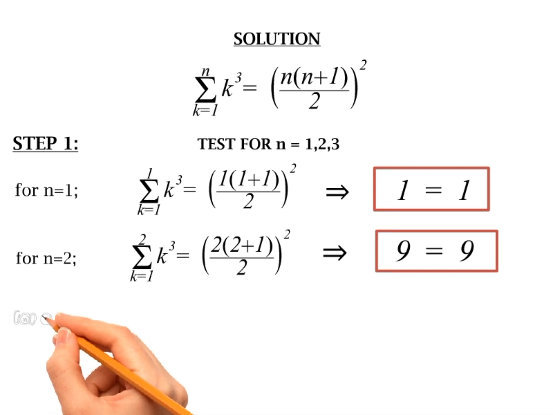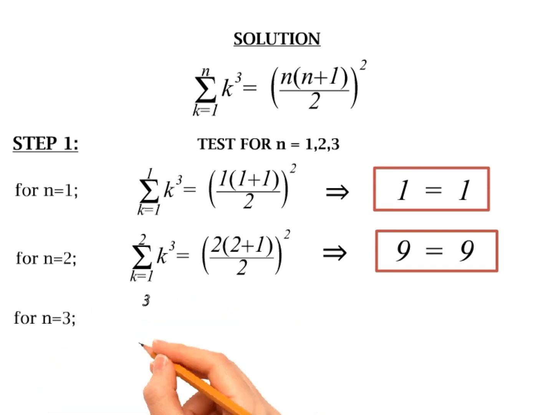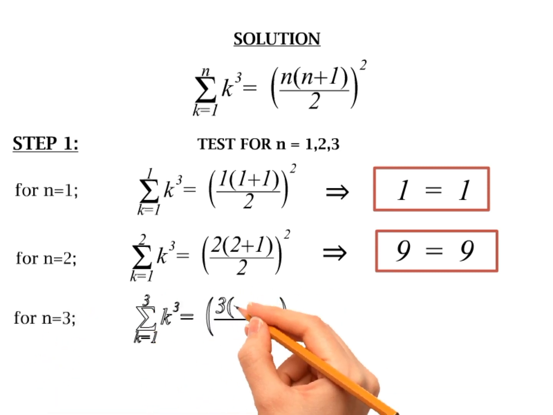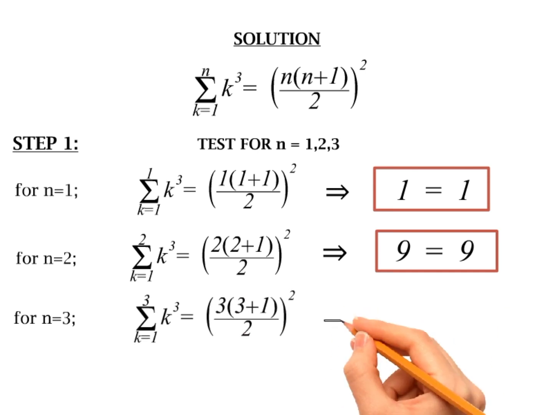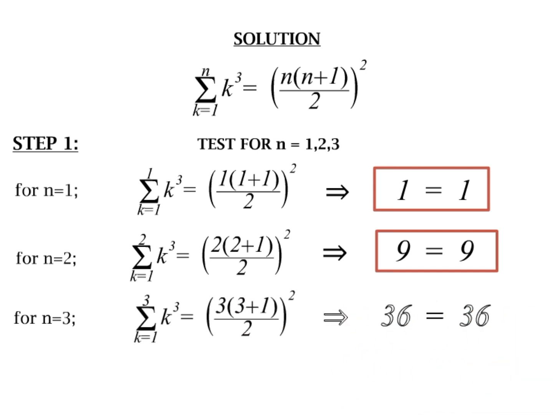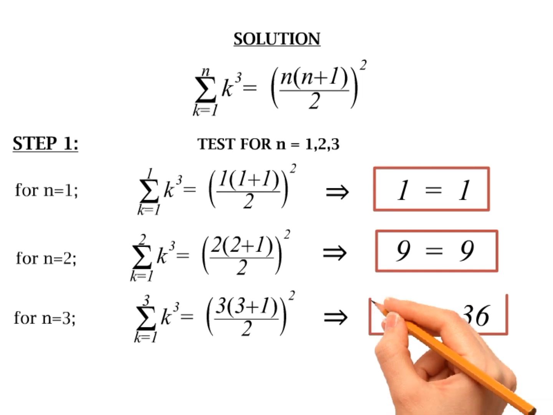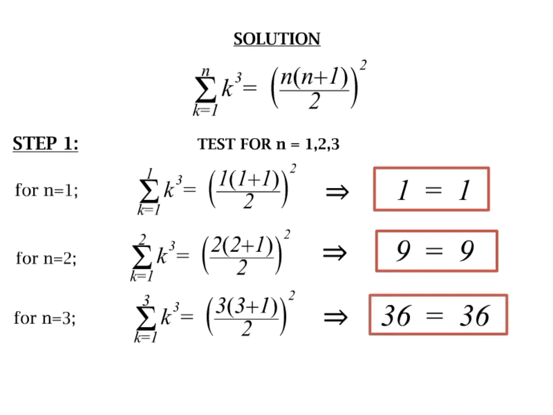For a substitute of 3, the left-hand side becomes 1 raised to the power of 3 plus 2 raised to the power of 3 plus 3 raised to the power of 3, which gives 36, as well as the right-hand side. The first step in the proof ends here, while we move on to the second step.